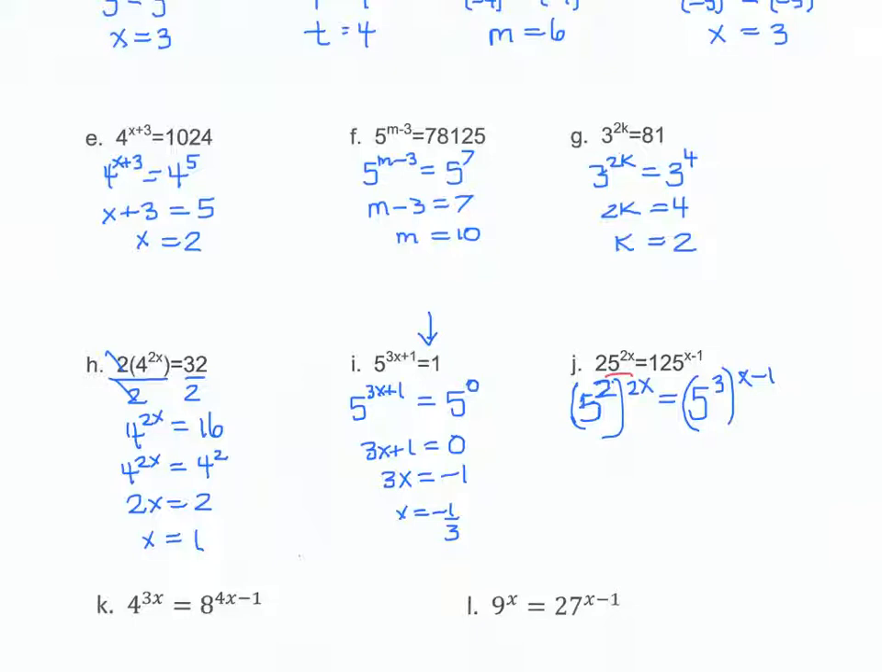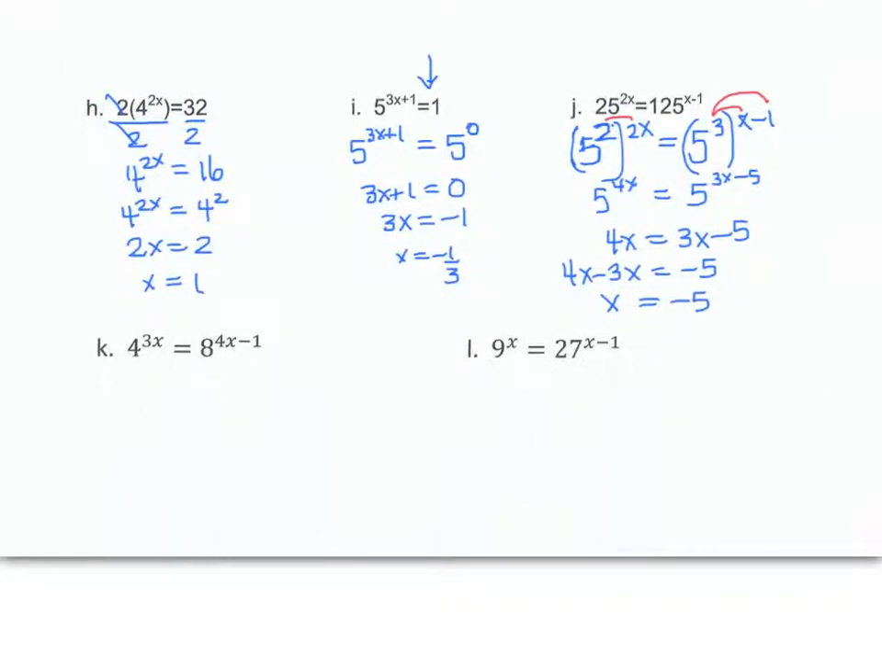So this would be the same as 5 to the exponent 4x, and on the right we need to apply the distributive law because both of these parts need to be multiplied by 3. So on the right we'll have 5 to the 3x minus 5. Now we have the base the same on both sides. We're going to set the exponents equal and solve. So we'll subtract 3x from both sides. So our answer is x equals negative 5.